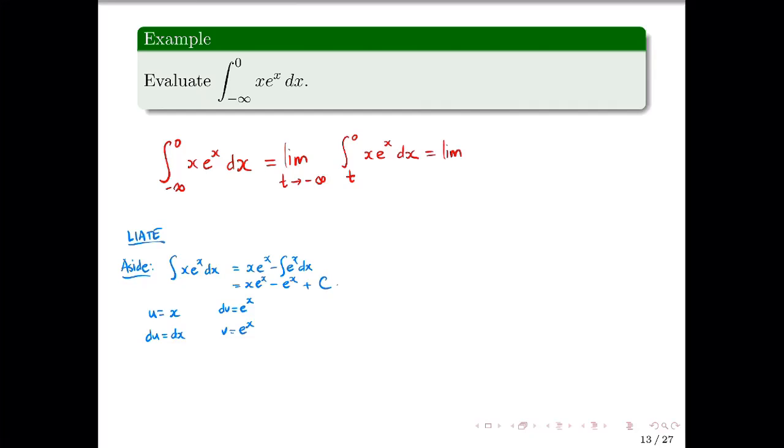So we have the limit as t approaches negative infinity of x e to the x minus e to the x, evaluated from t to 0. If we evaluate this, at x equals 0 we have 0 times e to the 0, which is just 0, minus e to the 0, so we have minus 1. Minus the quantity at t, we have t e to the t minus e to the t.